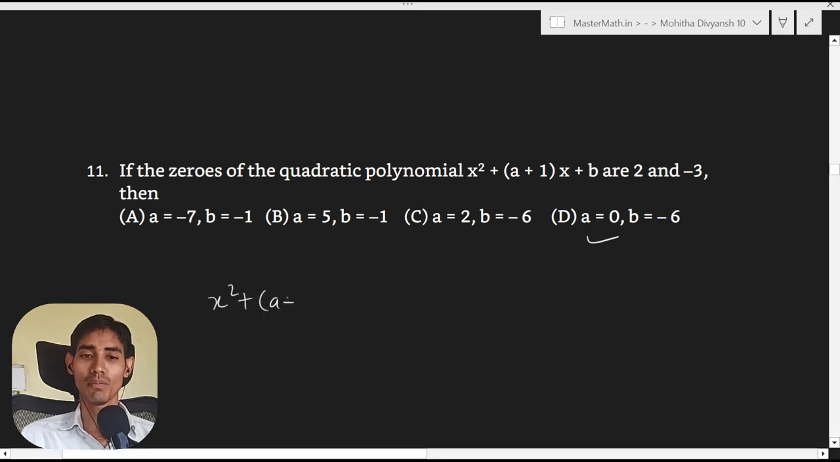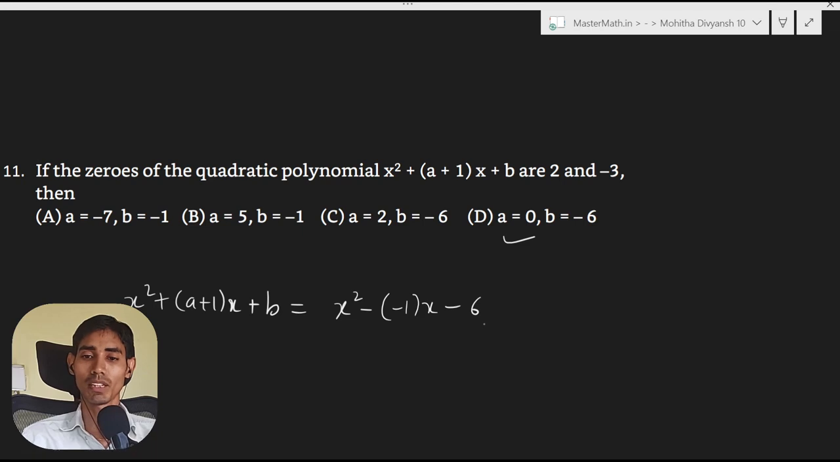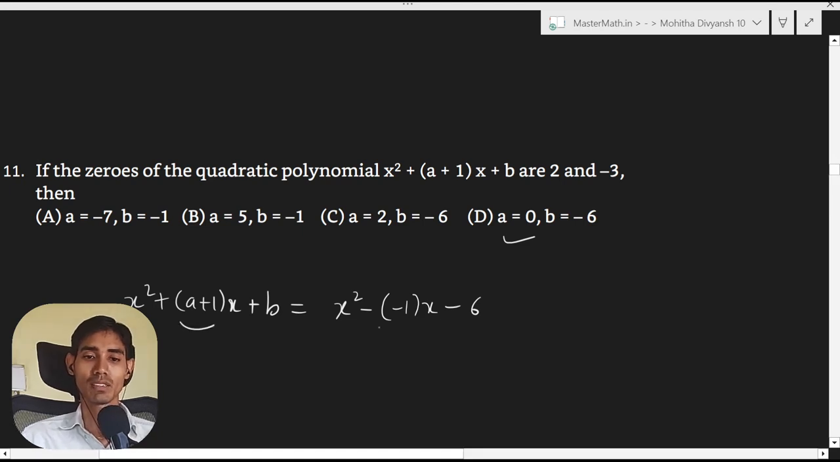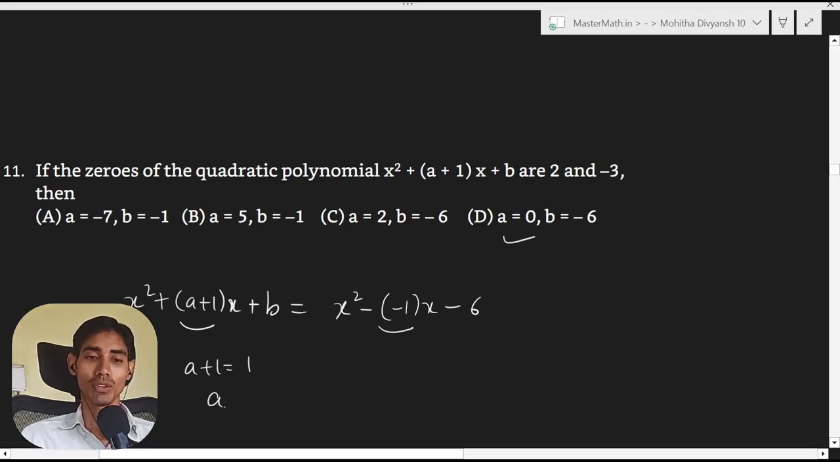So you are comparing the given form with the form derived from the given zeros. So x squared minus (2 minus 3, which is minus 1) x minus 6, that is alpha beta. If we compare this, we get a plus 1 is equal to 1, so a is 0, and b is negative 6.